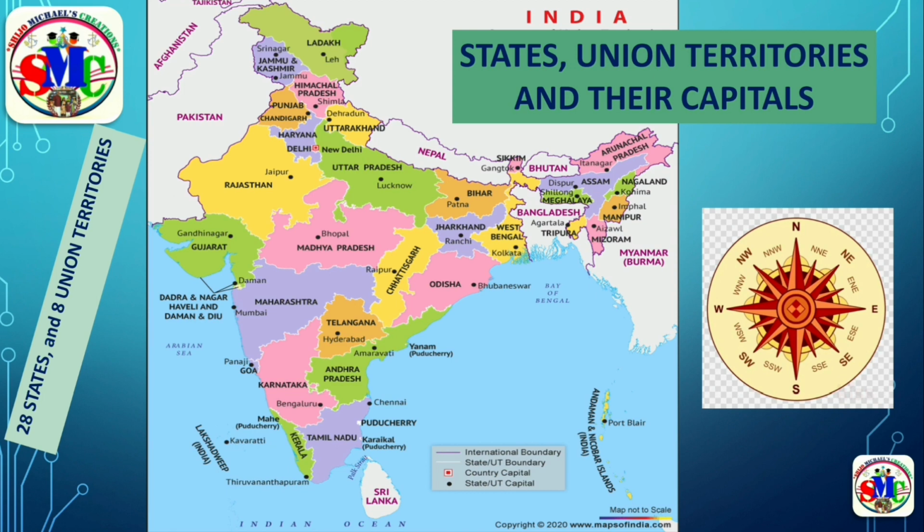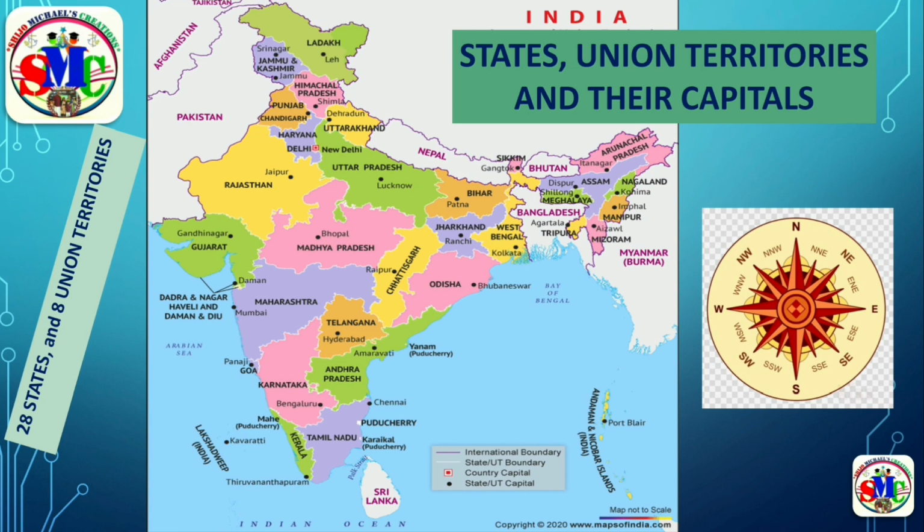There are 8 union territories. The first one, Andaman and Nicobar Islands, and its capital is Port Blair. The second one, Chandigarh, and its capital is Chandigarh itself. The third one, Dadra and Nagar Haveli and Daman and Diu. The capital is Daman. The fourth one, Delhi, and its capital is New Delhi.